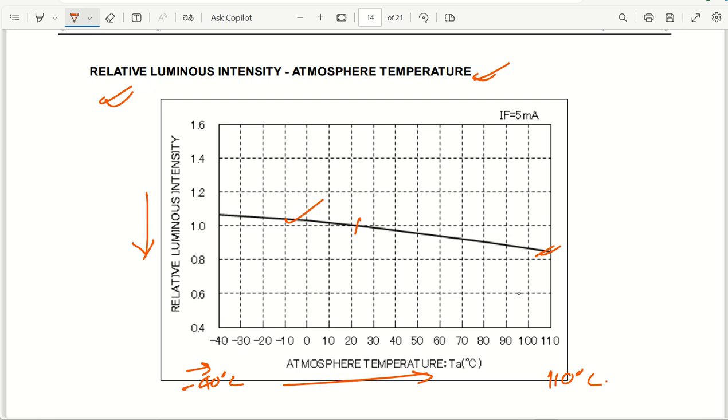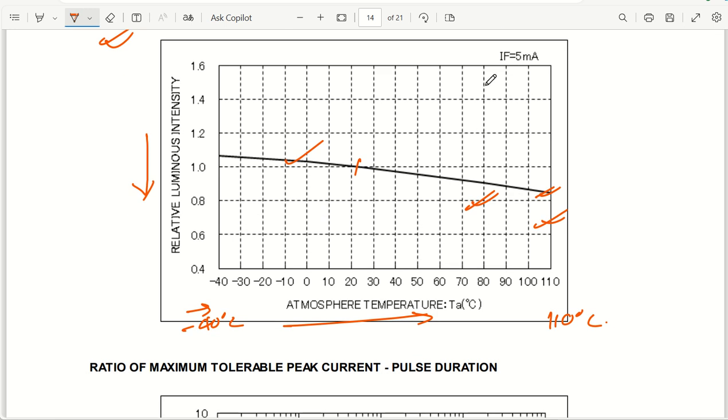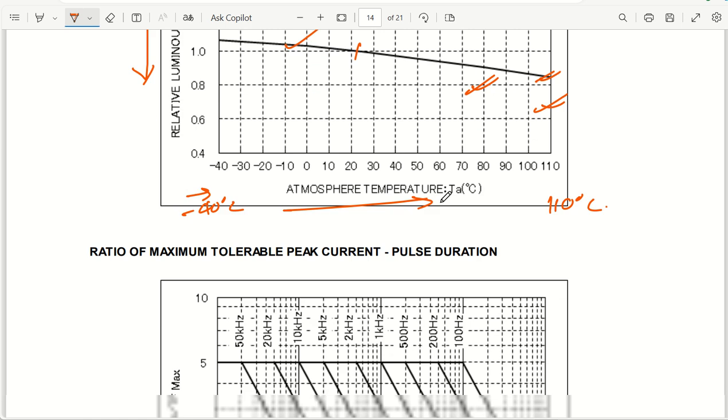So it is still good. Sorry, it is 0.85. If it is more than 80%, then it is always good. So this is how you are going to decide: your LED is having more than 85% of relative intensity even at a temperature of 110 degrees centigrade. You can see the test diagram is for a forward current of 5 milliamperes.